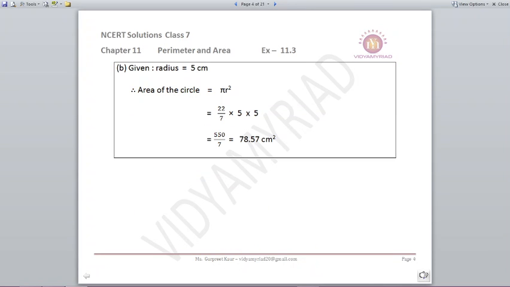Third part. Radius given to us is 5 centimeters. Area of the circle is pi r square. Pi is 22/7 multiplied by 5 multiplied by 5. Since it cannot be reduced to lowest terms, divide it. You will get your answer as 78.57 centimeters square.